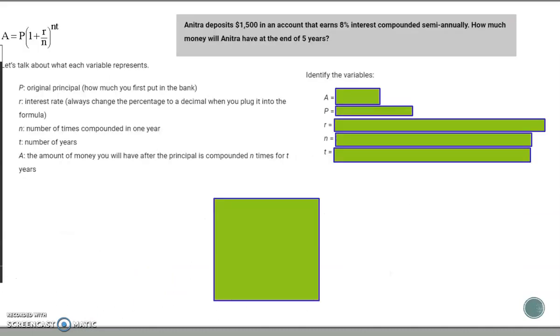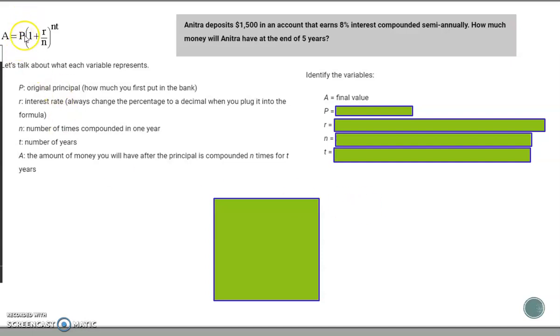Okay, so let's do an example here. She deposits $1,500 in an account that earned 8% interest, compounded semi-annually. How much money will Anitra have at the end of 5 years? So I know that it is a growth function because you're having interest added to your account. So we're going to use this formula here. So let's go through and define our variables. Remember, our A value is how much money you're going to have at the end, our final value. We don't know that yet.